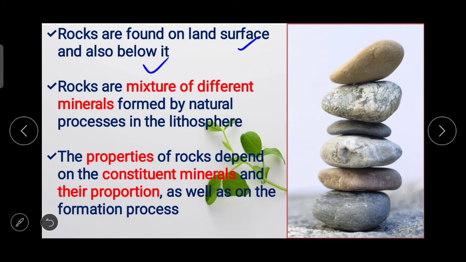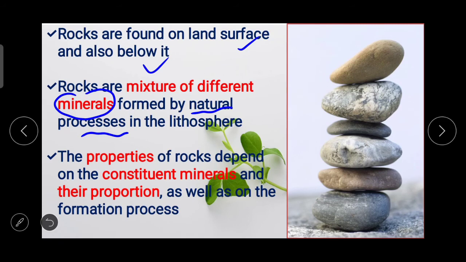So the question is, what is rocks or what are rocks? Then the rocks are mixture. Mixture of what? Mixture of different minerals formed by natural processes in the lithosphere, not because of any artificial thing. ये natural process है जिससे rocks बनते हैं and which is mixture of different minerals. अलग अलग minerals का mixture होता है, फिर उस पर natural processes होती है and then we get rocks. And this process happens in the lithosphere.